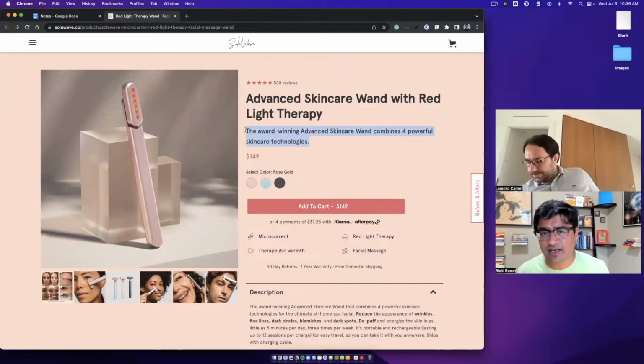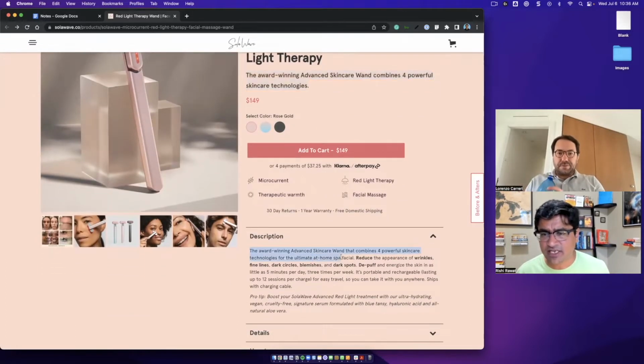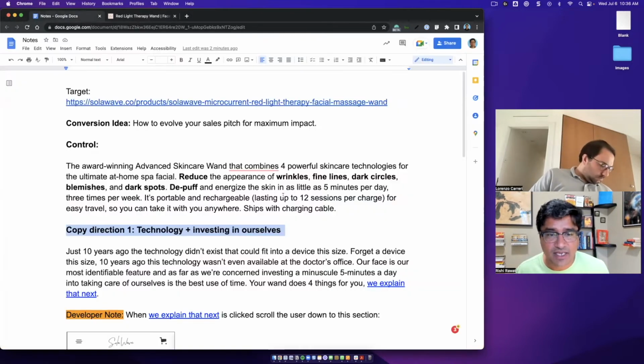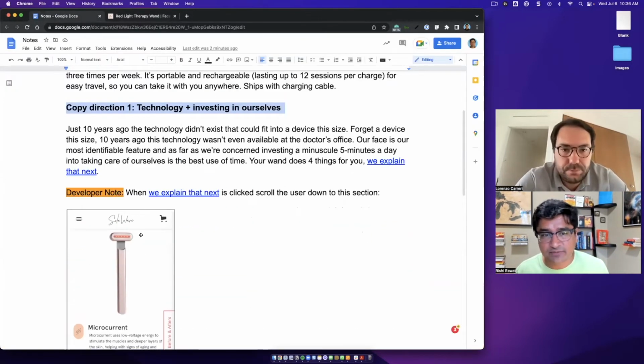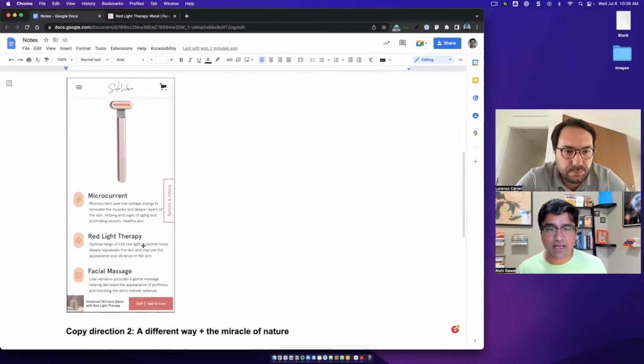Also, now that I'm looking at it, I'm realizing that they've repeated this exact same sentence as the opening of this. In a world where every word is a tax for the user, sometimes it's a good call, sometimes it's not. I just hope that they were aware of the fact that they're repeating it. There's nothing wrong with that. Okay. And so, when you click on 'we explain that next,' we scroll you down to the section. I've shown the mobile screenshot.